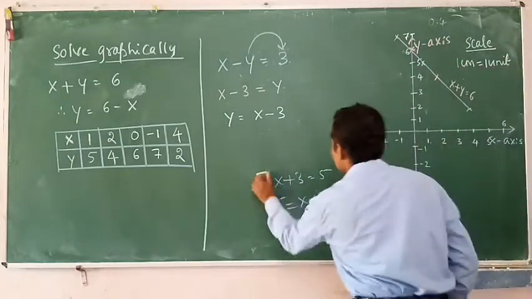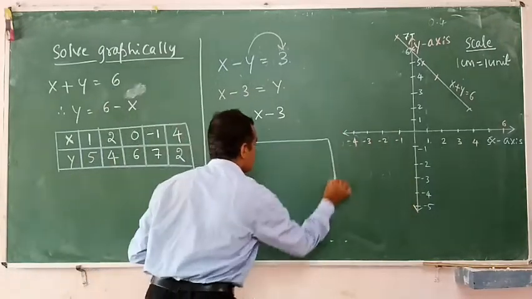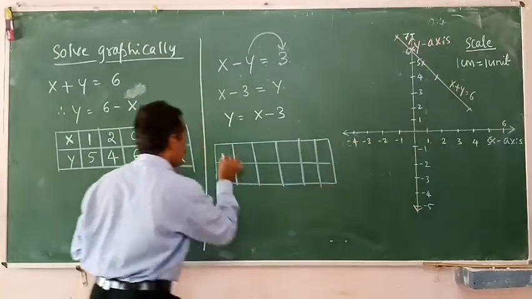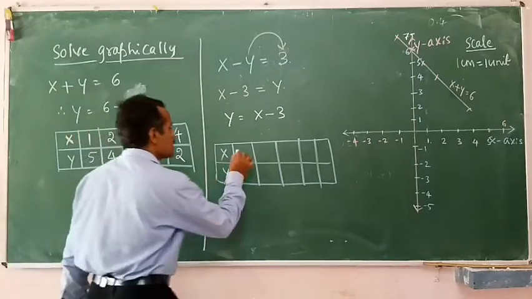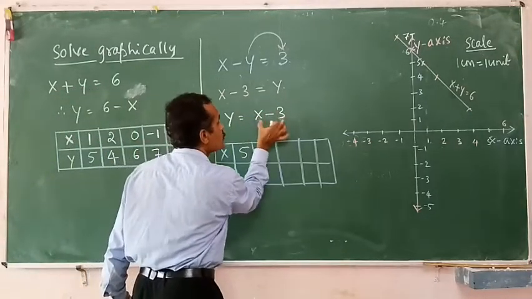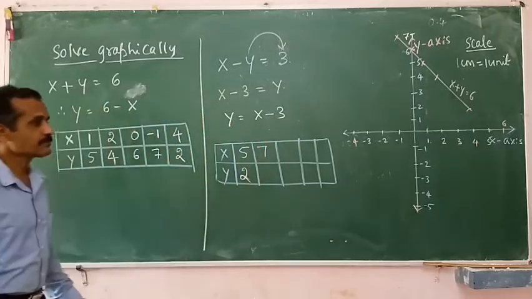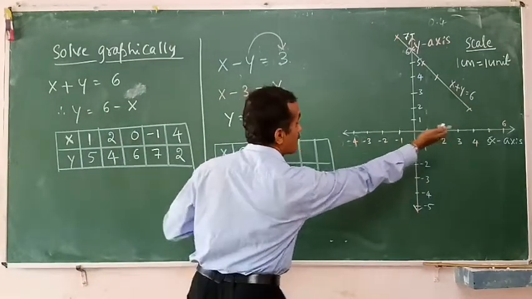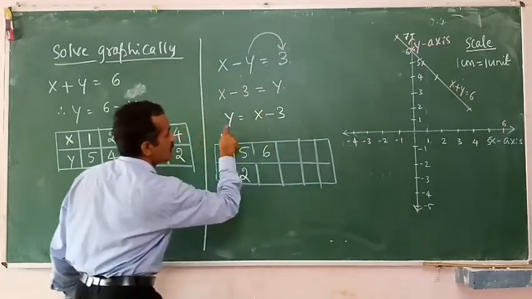Okay. Now, let me go for a table again. X and y, come on. I can give any value for x. I will give x is equal to 5. 5 minus 3 is 2. Y is equal to 2. I will take x is equal to 7. It may not be possible for you to go for x. I can go for 6. X is equal to 6. 6 minus 3 is 3. That is the value of y.